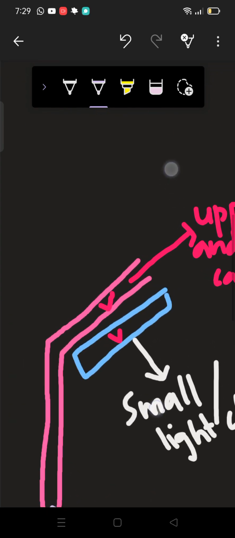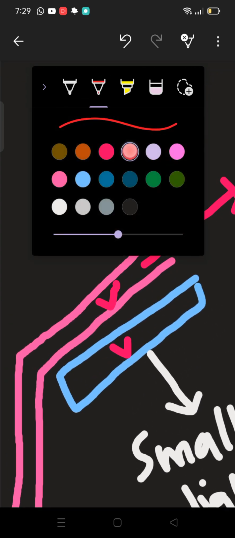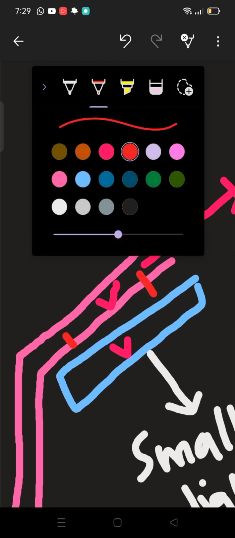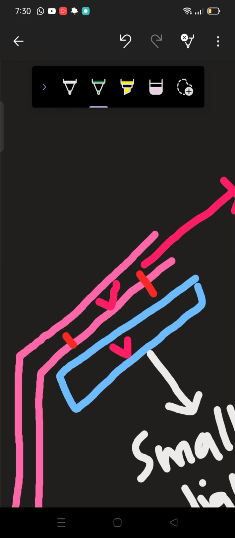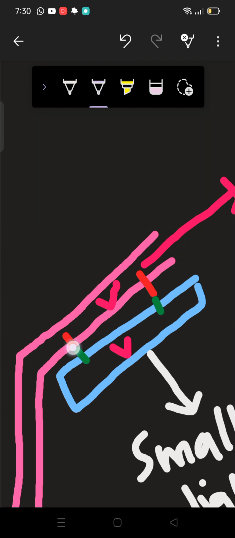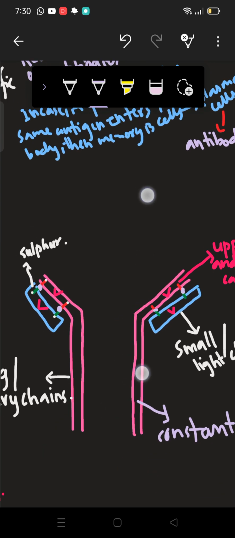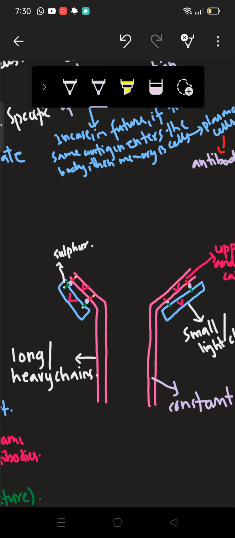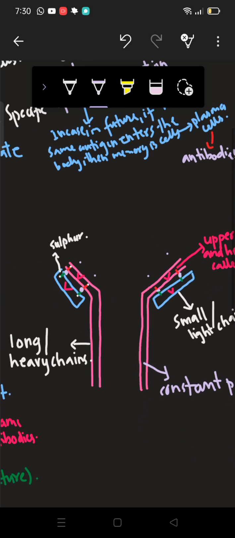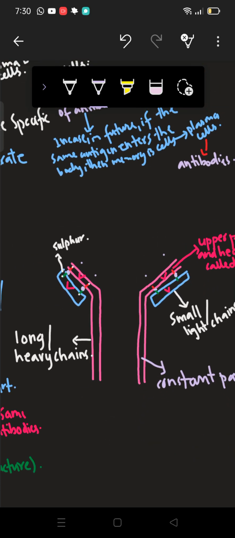Here we have two bonds, and here we have two bonds as well. These are known as disulfide bonds. Two are forming here, two are forming here. So two plus two is four. So we have four disulfide bonds.